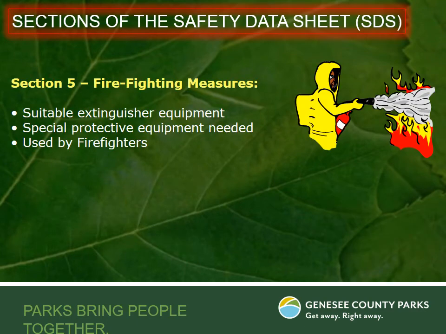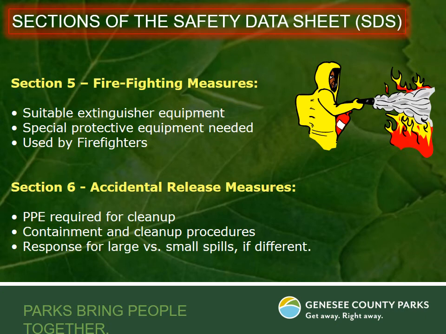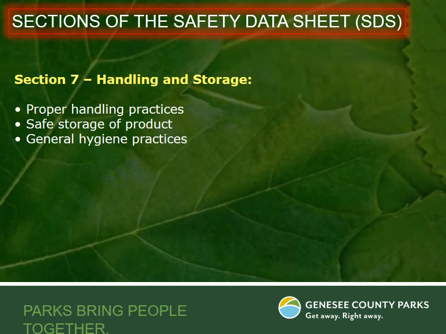Section 5 is firefighting measures, and these are typically used by firefighters to handle a fire involving the chemical. Section 6 is accidental release measures, which specifically address personal protective equipment required for cleanup, procedures for cleanup, and is there a difference in our response for a small spill versus a large spill? Section 7 involves handling and storage of the product.